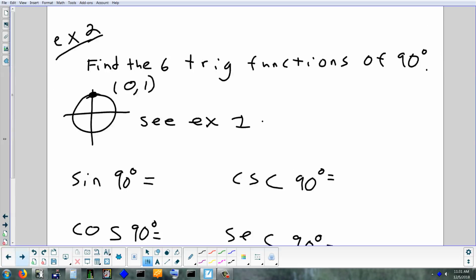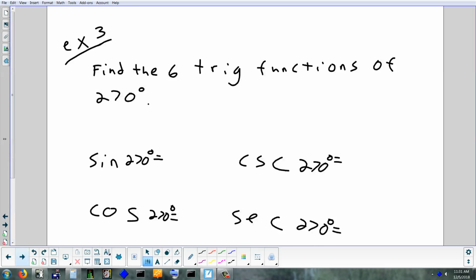Any question on how we got the coordinate? That's the only extra step. Is there going to be any other ones except for 180, 270, 0, and 90? Yes. Anything that's a multiple of 30 or 45. But we haven't done that yet. Other questions on how we got that coordinate? All right.